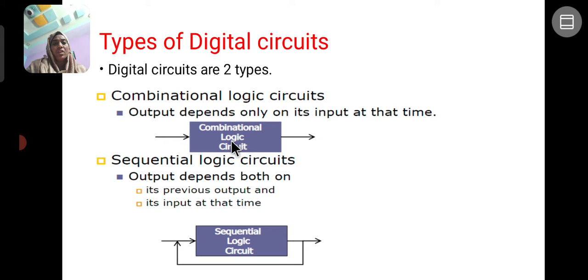First of all, we have to know the difference between these two: combinational logic and sequential logic. In a combinational circuit, output depends only on its input at that time. Whatever the input given, based on this present input, we will get the output. Coming to the next, sequential circuits are also digital circuits. Unlike combinational circuits, here the output depends upon the present state and past history of the output also. Means here output depends both on its previous output and its input.